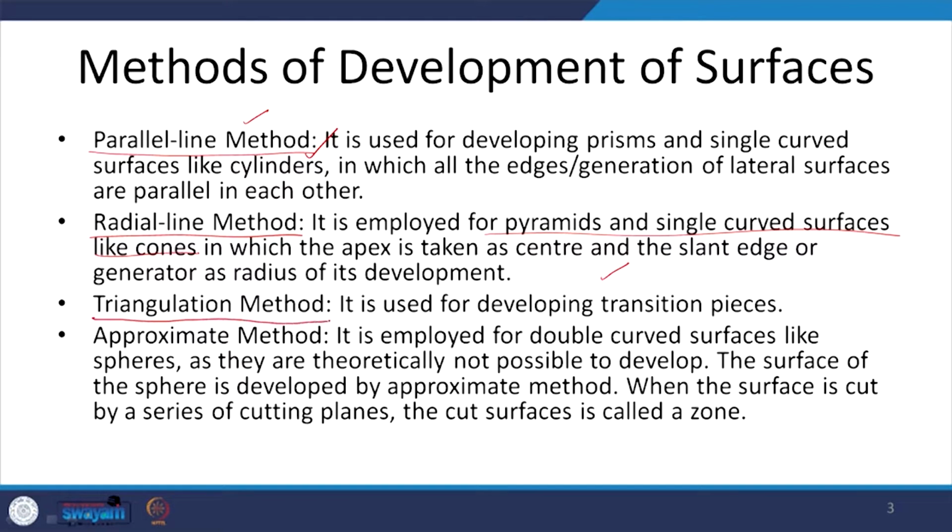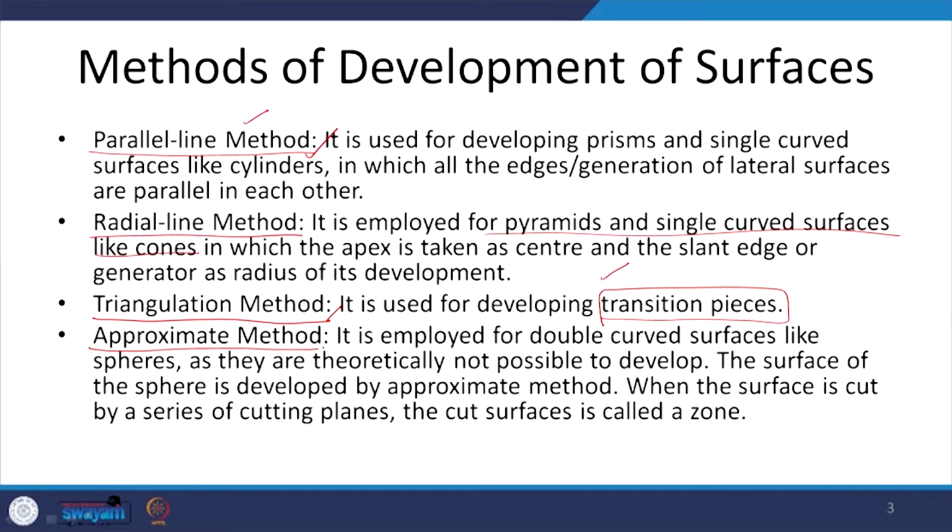The next is the triangulation method, which is used for developing the transition pieces, for example the bases. This is where we will have to use the triangulation method. I will show you how to draw it, but these pieces will be attached to the rest of the surface which will be generated. For example, in the case of a cylinder, while we are rolling it over, the entire surface will be generated by the parallel line method, but these two bases here will be generated using the triangulation method, which we will add to the surface generated here.